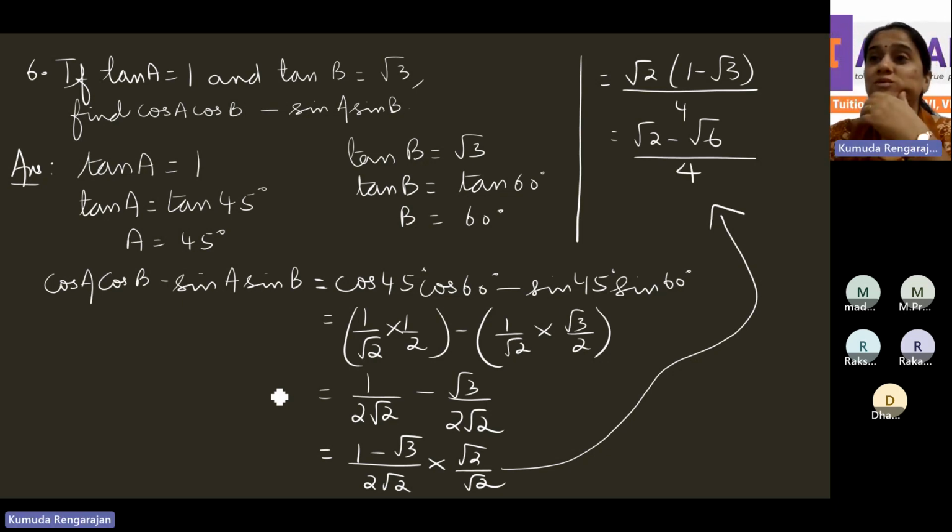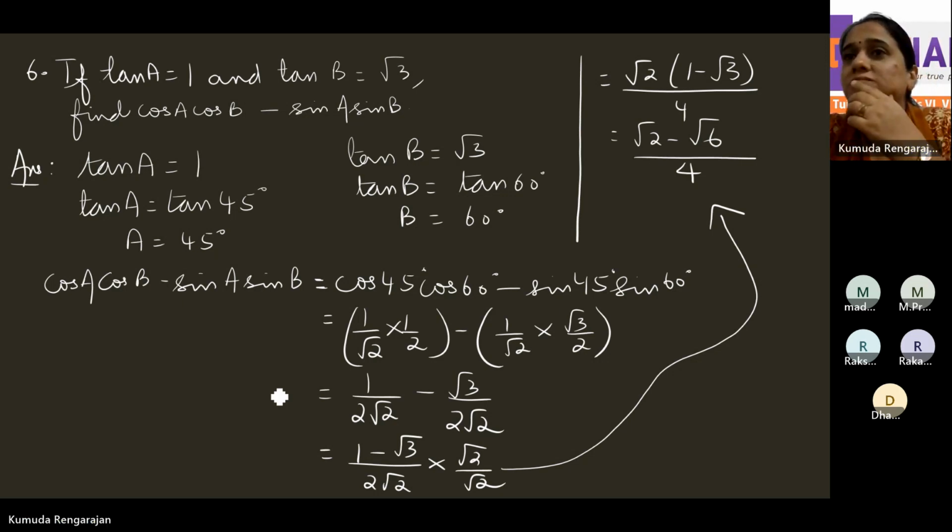The MCQ lo kuda varum. Maximum 2 marks. Idella mostly MCQ dhan. So I'm doing it in a particular order. You should practice using your tuition notebook. Okay. So you practice using this.